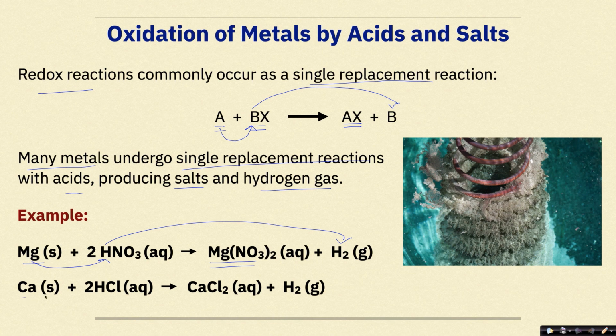Then we have calcium. Same situation. Calcium is going to come in, it's going to kick out the hydrogen, it's going to form hydrogen gas, and the compound CaCl2 is one of our products. Again, it's very soluble, it's going to form ions in solution, but as a representation here as a single replacement reaction, we're going to call it CaCl2.